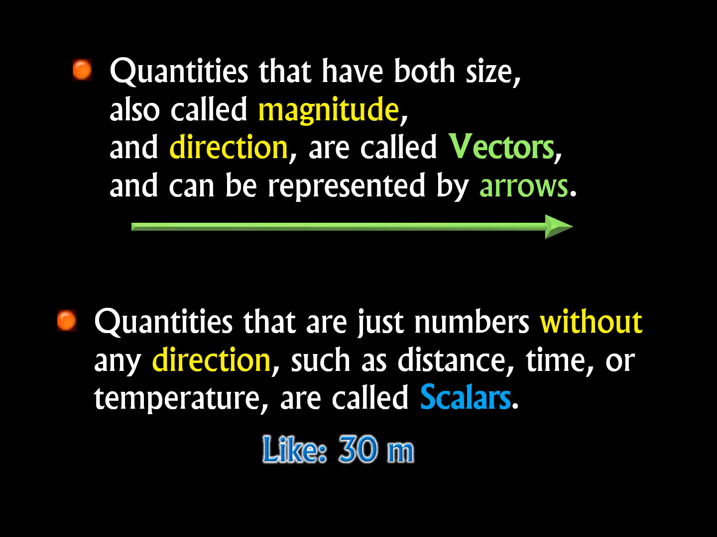So again, quantities that have both size, which is called magnitude, and direction are called vectors, and they can be represented with arrows. Quantities that are just numbers without any direction are called scalars, so you cannot represent them with an arrow. So think about it. If you can't represent it with an arrow on a diagram, it's a scalar, like a distance or time or temperature. Those are examples of scalars.